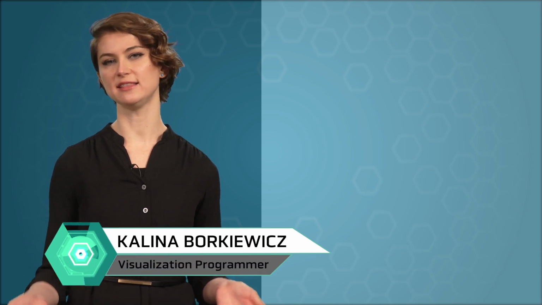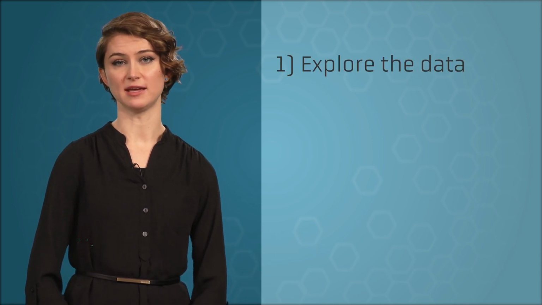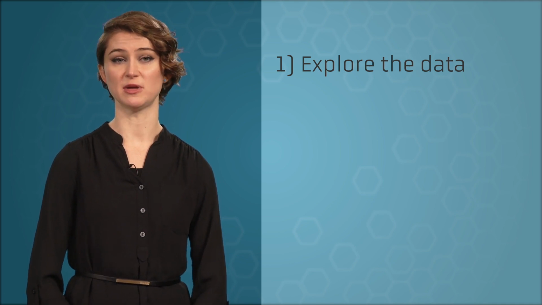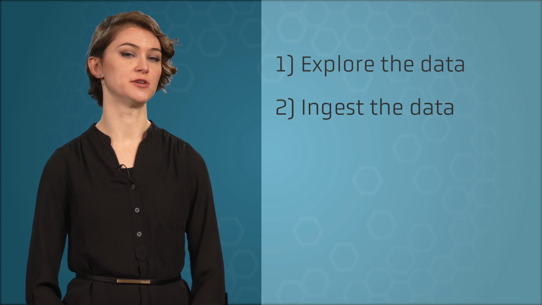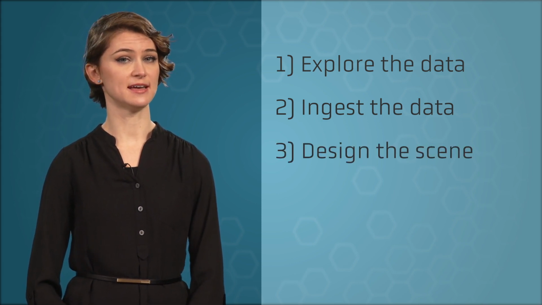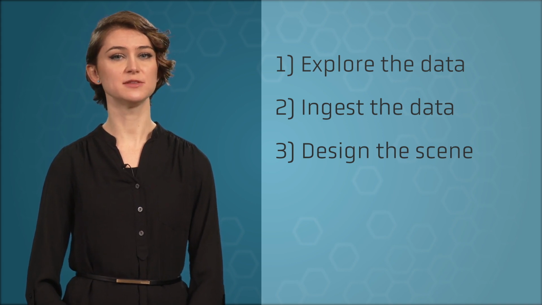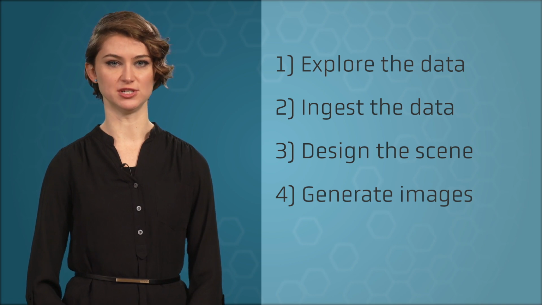Like baking any type of cake, making any type of visualization follows the same basic high-level steps. First, you have to explore the data to find out what's happening in it and to pick what pieces of it you may want to visualize. Next, you ingest the data into whatever software you're using. Then you design the scene, which includes the appearance of your data set, any contextual elements, and the treatments of features like camera and lighting. And finally, you generate images.